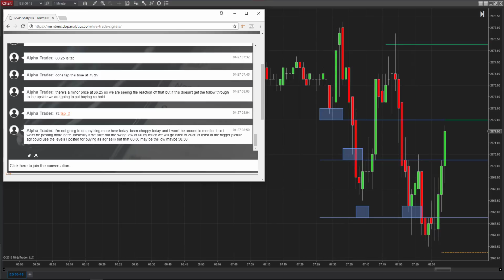So we are seeing the reaction off that, but if this doesn't get the follow through to the upside, we're going to put buying on hold. Okay, so in other words, if the market doesn't gain strength to the upside, then there's really no sense in continuing buying because it's showing weakness, and so we're going to want to flip to shorting the market. Okay, pretty common sense.